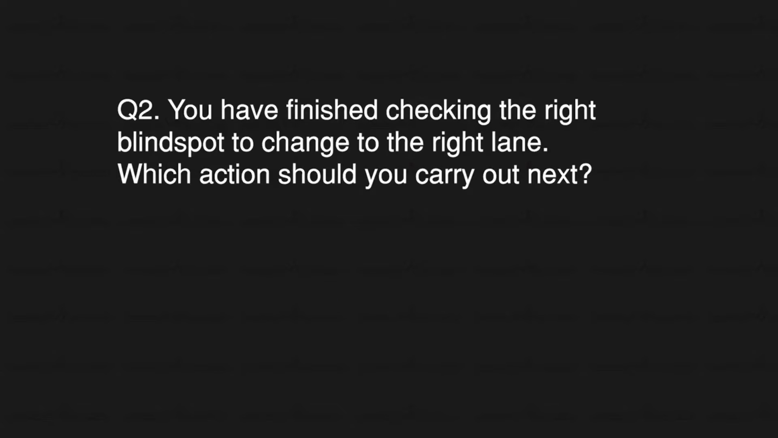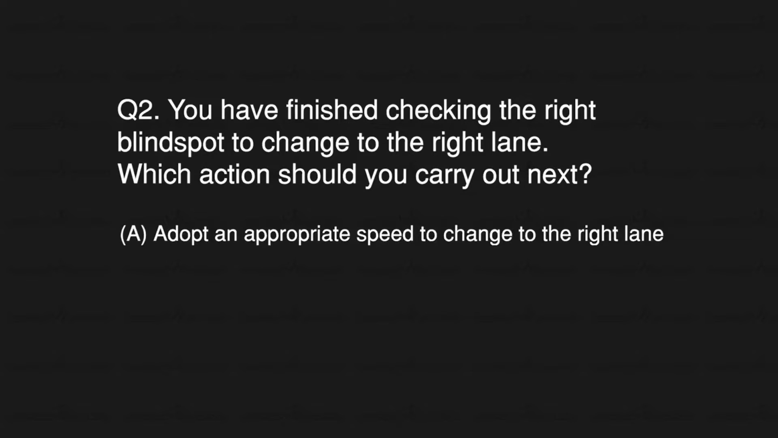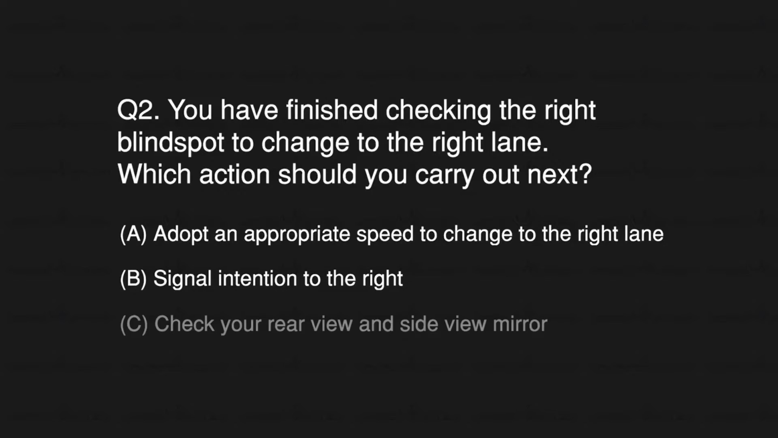2. You have finished checking the right blind spot to change to the right lane. Which action should you carry out next? A. Adopt an appropriate speed to change to the right lane. B. Signal intention to the right. C. Check your rear view and side view mirror.